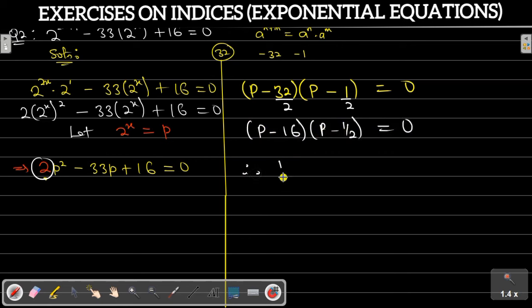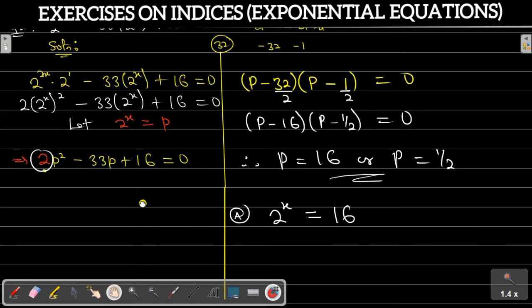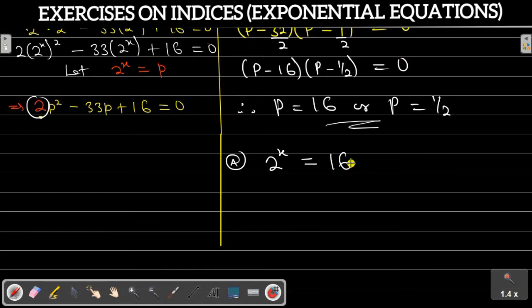And immediately you have p is equal to 16 or p is equal to half. That's equating both brackets to 0. So that's the value for p, but we are looking for x. So the same way, we bring in the first case when p is 16. So you have 2 raised to the power x is equal to 16. If 2 raised to the power of x is 16, then we take it to base 2. That is 2 raised to the power of x equal to 2 raised to the power of 4. And so automatically our x is equal to 4.